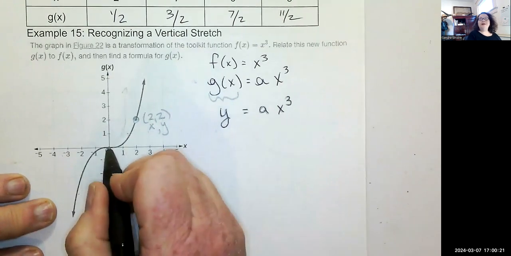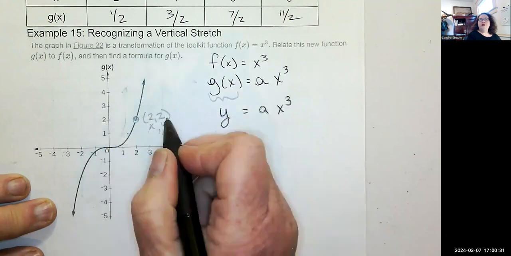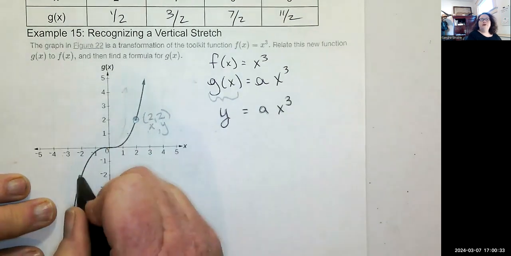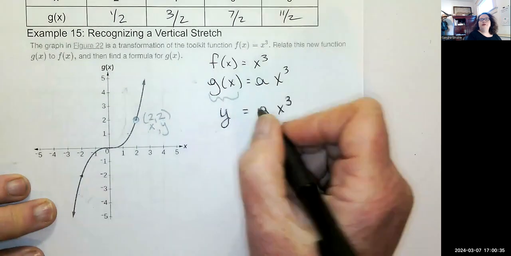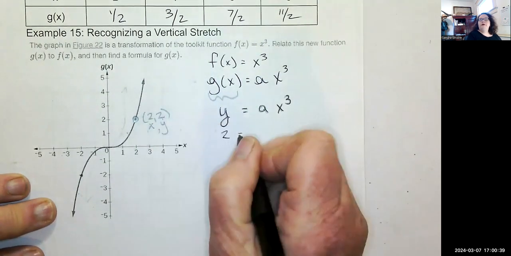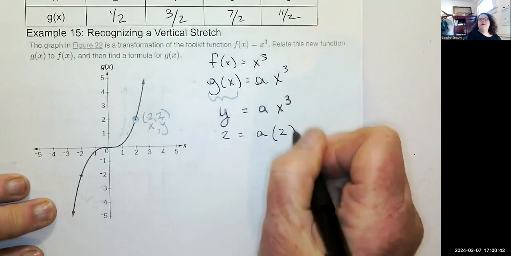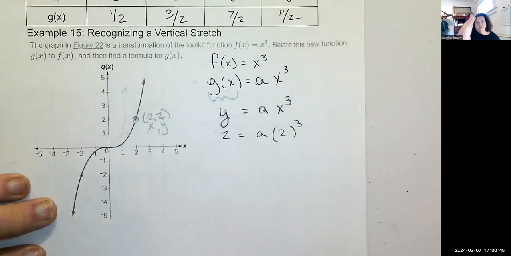I cannot use 0, 0 because it's on the original toolkit function. You do not want to choose a value that this one shares with the toolkit function. It needs to be a separate value. 2, 2 or -2, -2, both would have been really good to use. So I'm going to plug in 2 for y right here is equal to a times 2 for x, and it's going to be cubed.